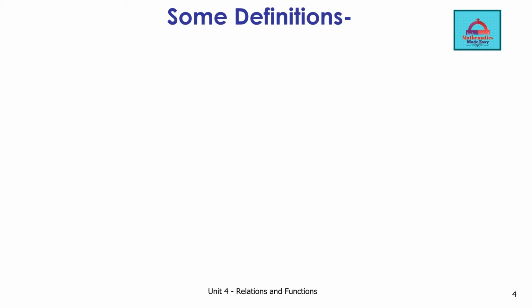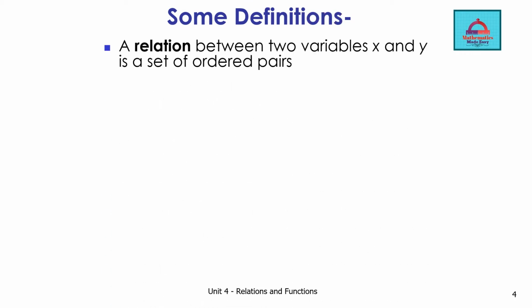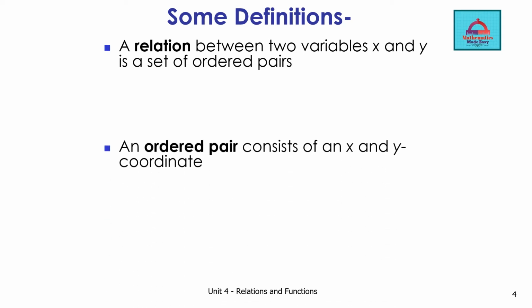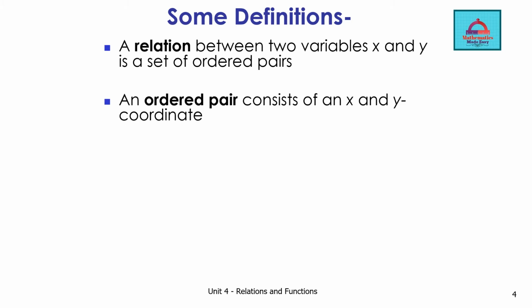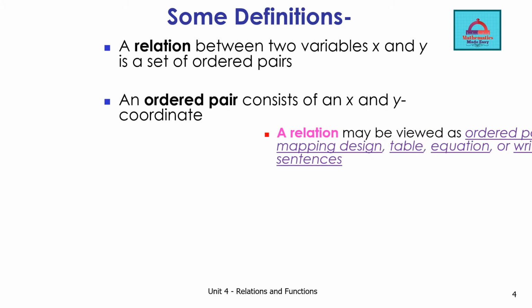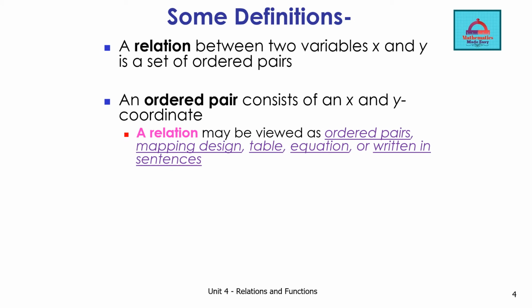So let me give you some definitions which are very important. As we have already seen, a relation between two variables x and y is a set of ordered pair x comma y. An ordered pair consists of x and y coordinate. A relation may be viewed as an ordered pair, mapping, design, table, equation, or written in sentences. So these are the different ways in which you can write a relation.